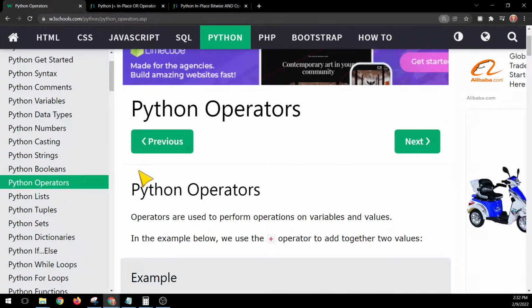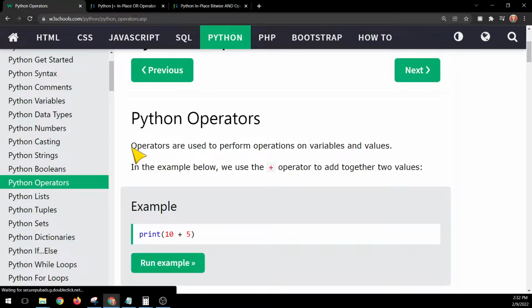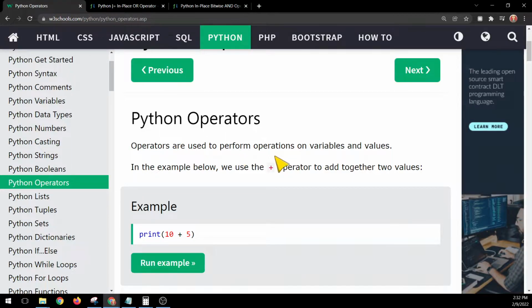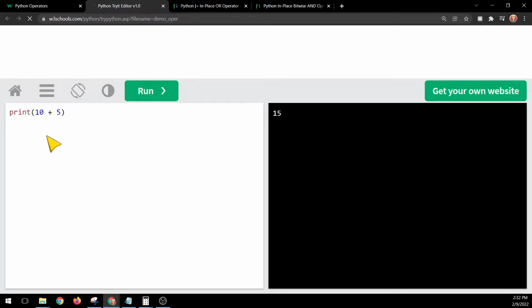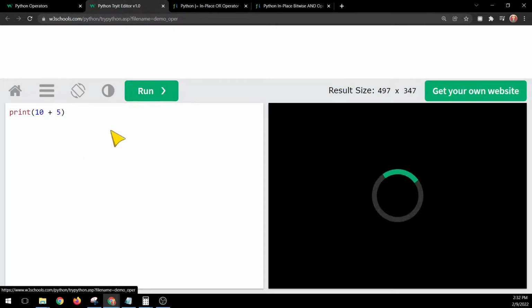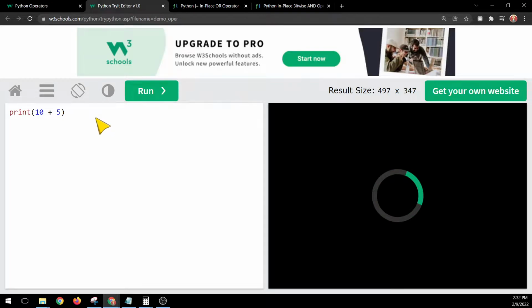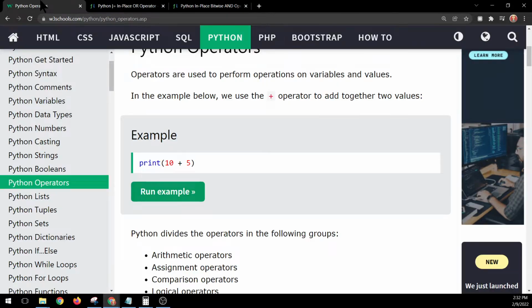So let's begin. Operators are used to perform operations on variables and values. In the example below, we use the plus operator to add together two values. So let's give it a try. Press run. As you can see, the plus operator here added 10 plus 5. Let's go to the next example.